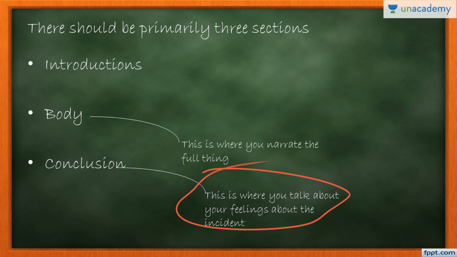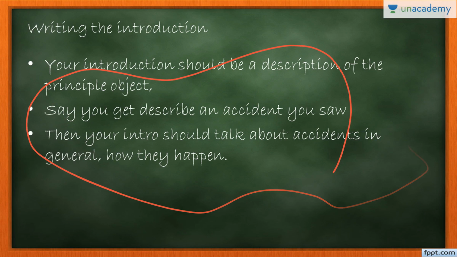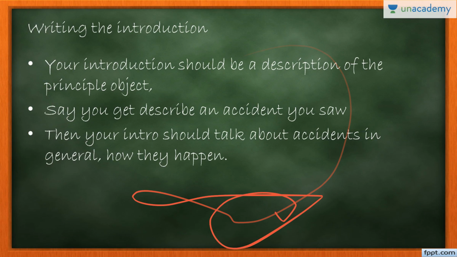It's a pretty easy essay to write, a narrative one. I'm writing the introduction. Your introduction should be a general description of the principal object, like I just told you. Let's take an example. Say you have to describe an accident that you saw. In this case, your introduction should probably be based on accidents in general, how they happen, what the common characteristics of accidents are, and how you should avoid them. This should be your general introduction.